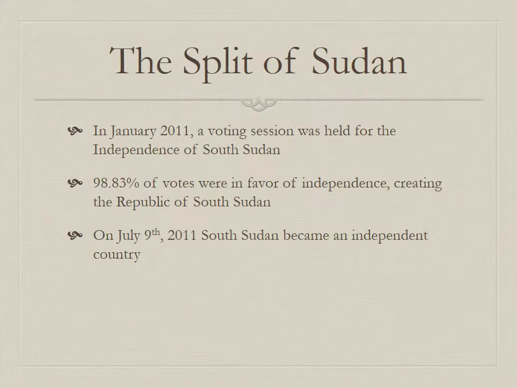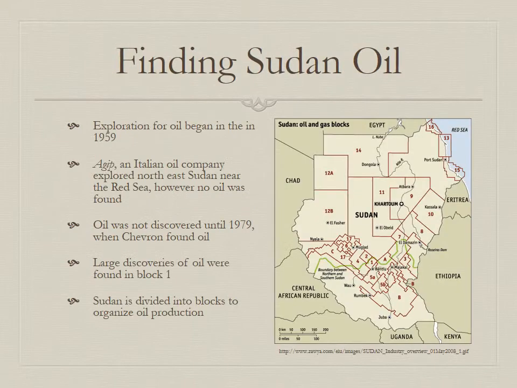After the 6-year autonomy, Southern Sudan held a referendum in January 2011 on whether they would secede from Sudan or not. This referendum had an overwhelming 98.83% of votes in favor of independence, so the Republic of South Sudan was established. On July 9, 2011, South Sudan gained its independence from Sudan, allowing it to have its own government.